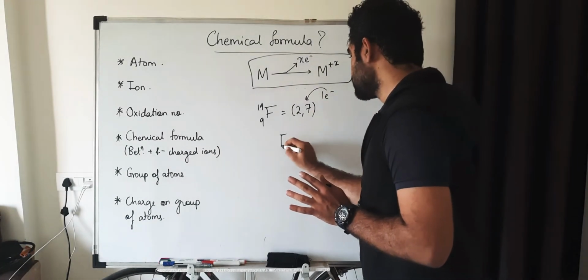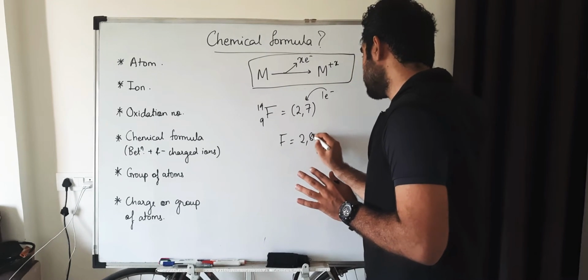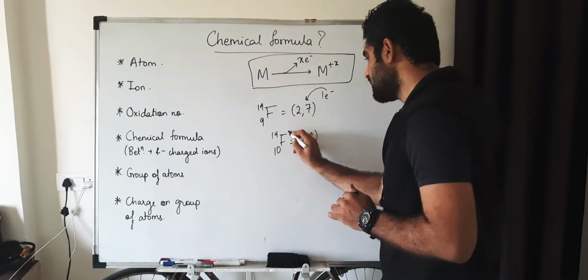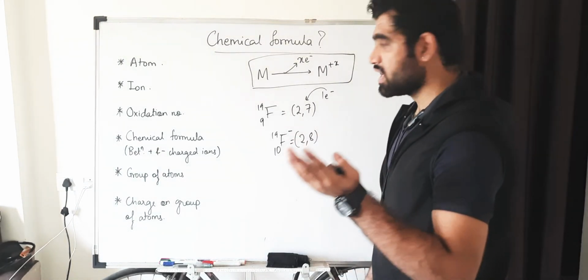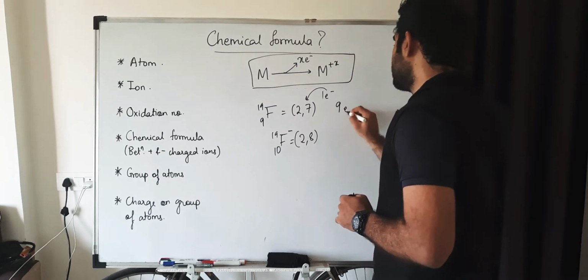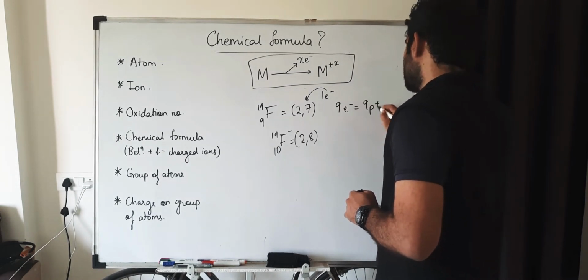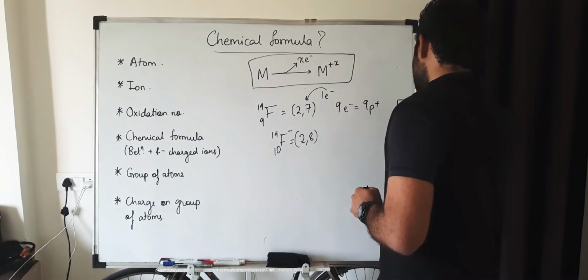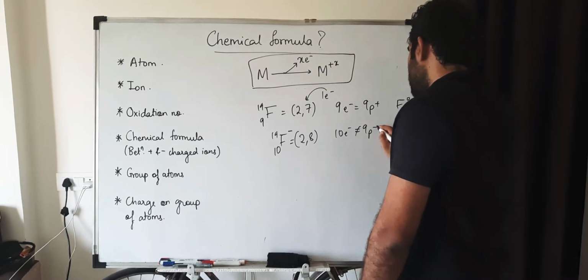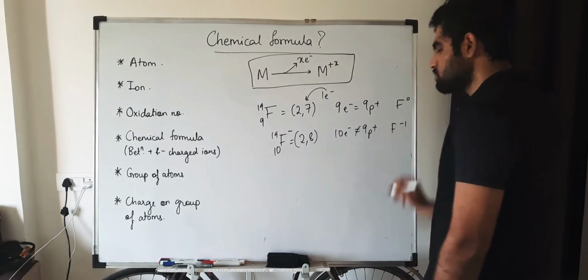It results in formation of F with configuration 2, 8, where the number of electrons becomes 10 and the mass is 19. But F gains 1 electron, so it becomes 1 negative. Same calculation as we did before. Initially, fluorine had 9 electrons, which were equal to 9 protons, therefore the net charge on fluorine was 0. Now it has 10 electrons, which is not equal to 9 protons. 1 negative is extra, therefore F has -1.